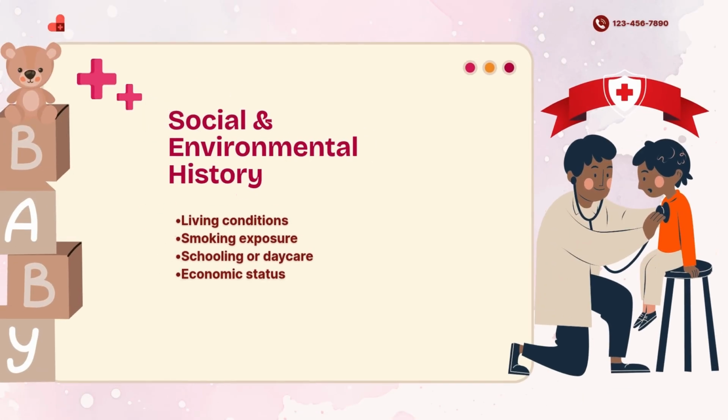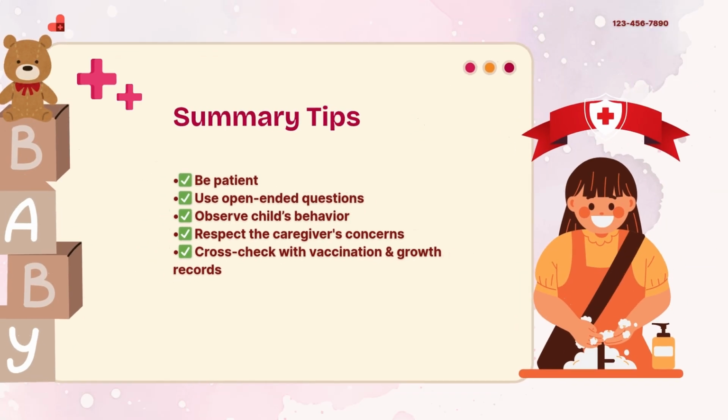Now, social and environmental history. Understand the child's home environment, who they live with, exposure to smoking, hygiene, access to clean water, and school performance. These factors impact a child's health significantly. And at the end, summarize the key points from the history in your own words. Always thank the caregiver or guardian of the child, or the child, at the end and explain what the next steps will be. Be patient, use open-ended questions, observe the child's behavior, respect the caregiver's concerns, and cross-check with vaccination and growth charts.